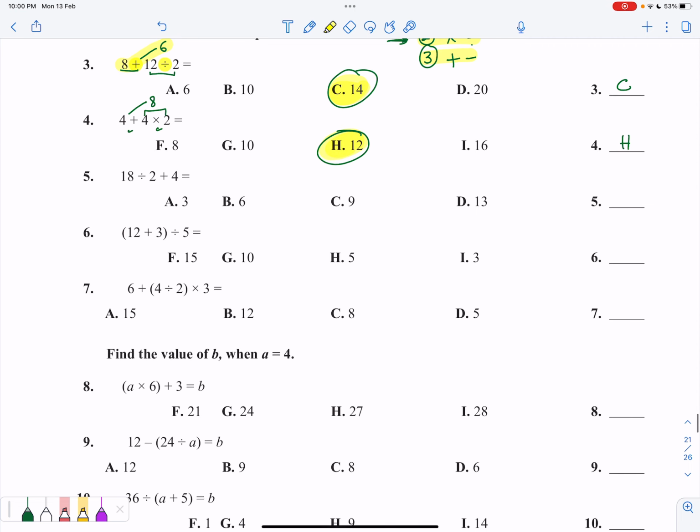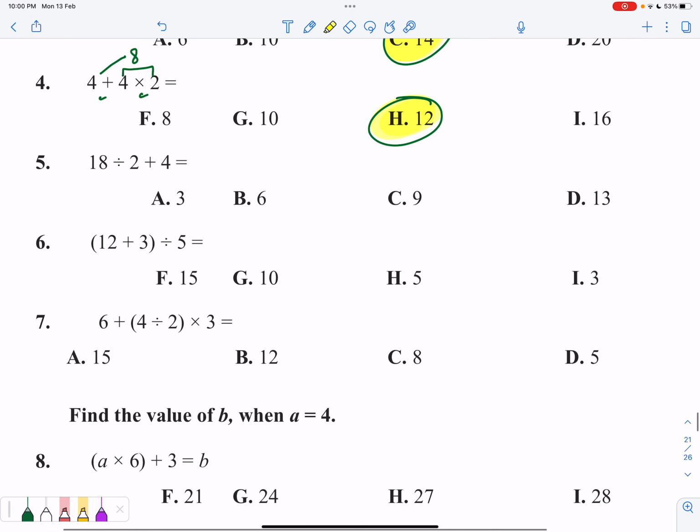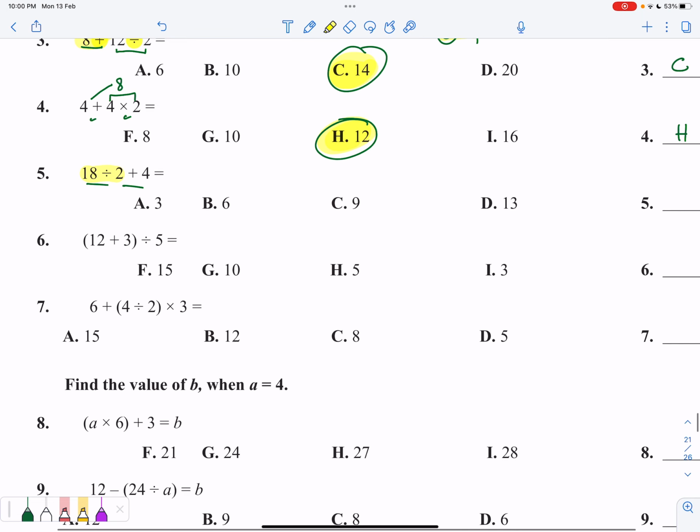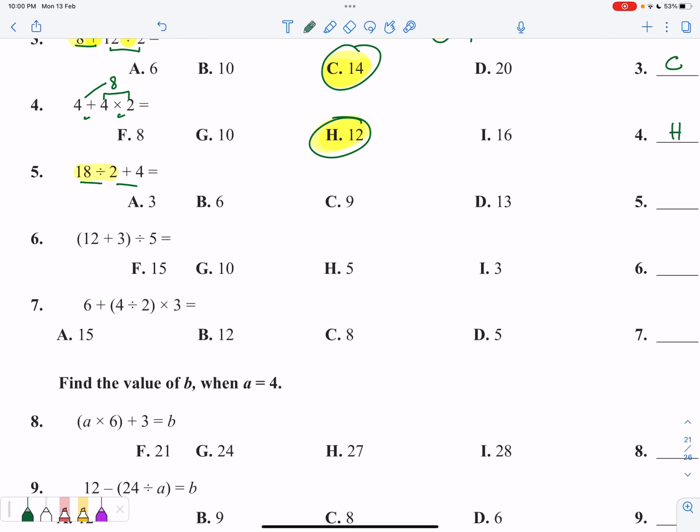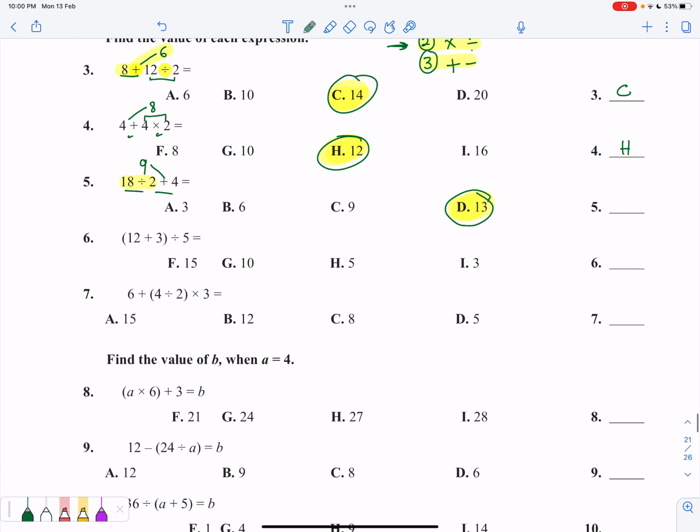After that, question 5. I have something divided and something added. So 18 divided by 2 plus 4. Of course, according to the order of operations, I should start with dividing. So 18 divided by 2 equals 9. Then I will add. So 9 plus 4 equals 13. So the correct answer is number D.